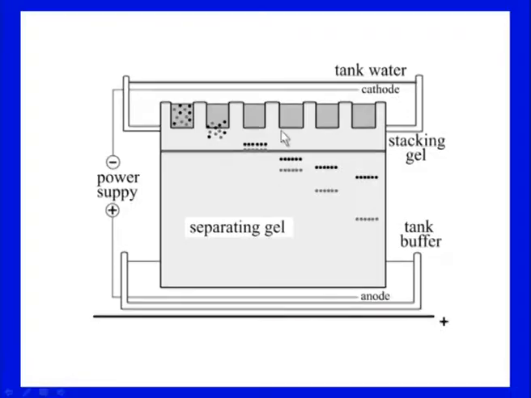Now, this figure shows the things very clearly. What you see here, like I showed you, there is a tank buffer, where the cathode electrode, the negative electrode, is there. There is a tank below, a reservoir below, which is also filled with reservoir buffer. So, there is reservoir buffer here and here. There is a separating gel, which is larger.